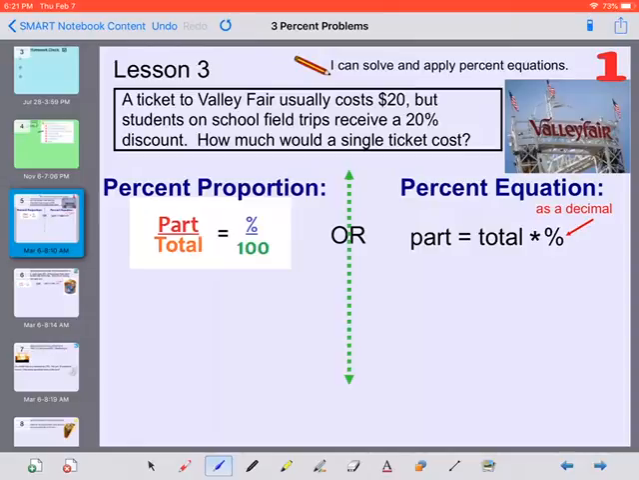Hello, today we are doing our third lesson, which is on percent proportions and using the percent equation. We're going to look at both of them. They will both give us actually the same answer for whatever problem we are solving.